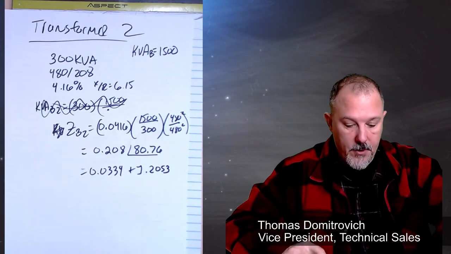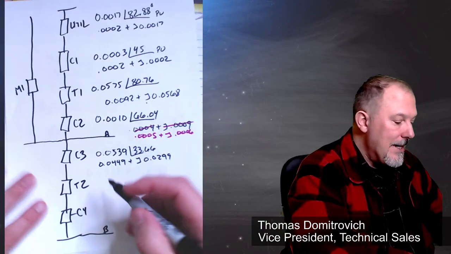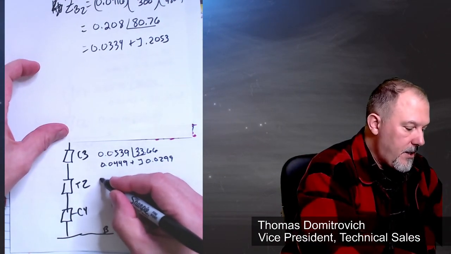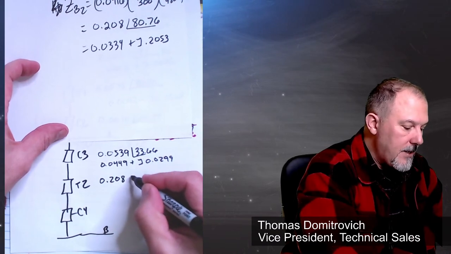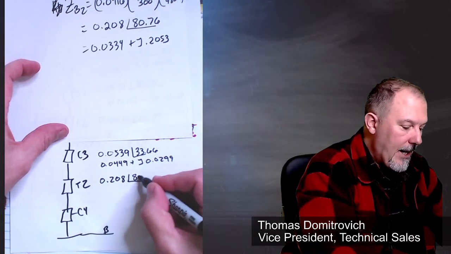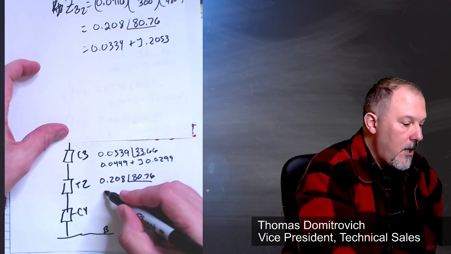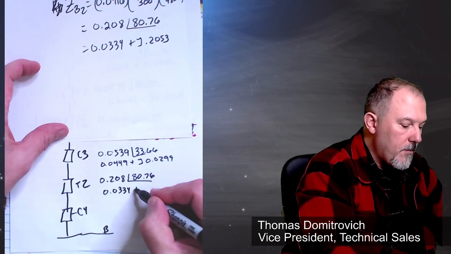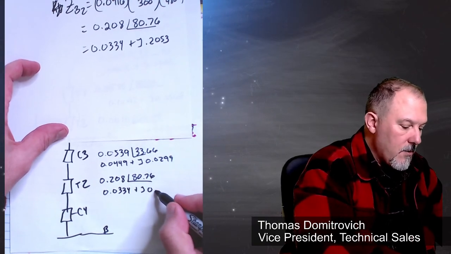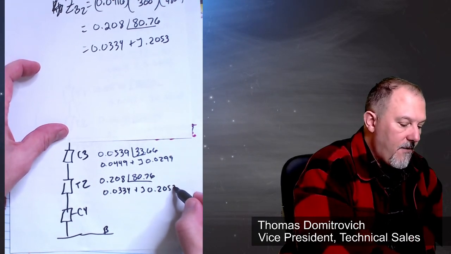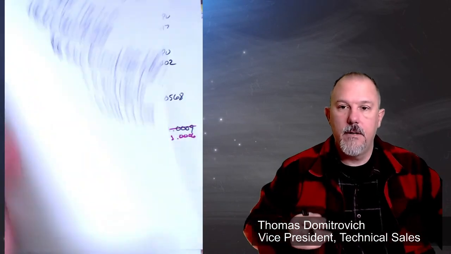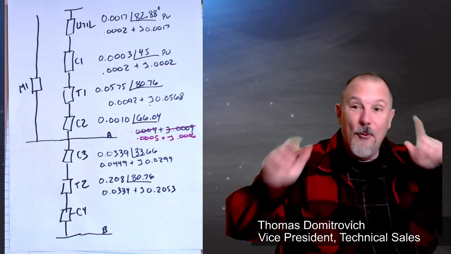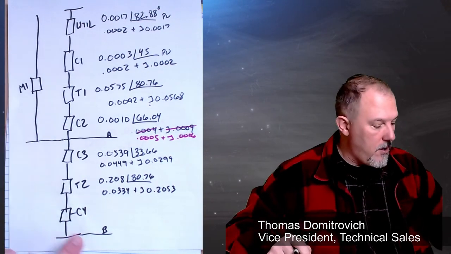So let's put it on our per unit. T2 is 0.208 at an angle of 80.76, or 0.0334 plus j 0.2053. That look good? We've got one more conductor, and then we'll do the motor.